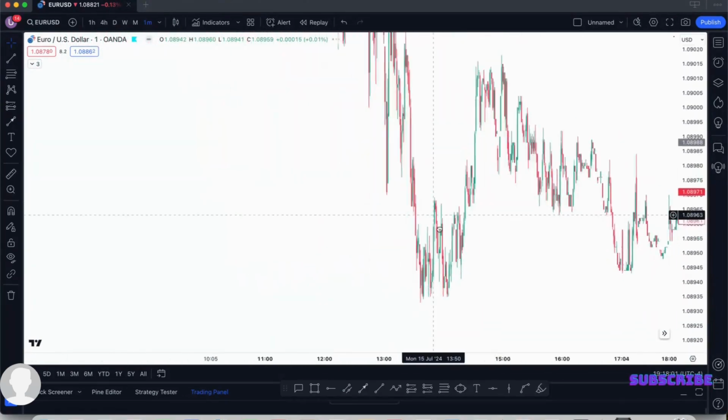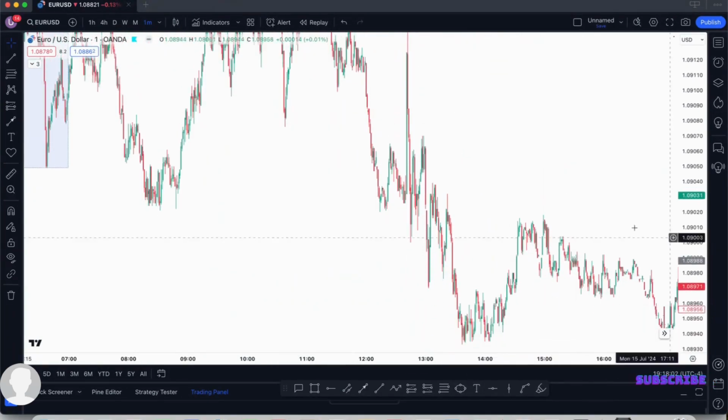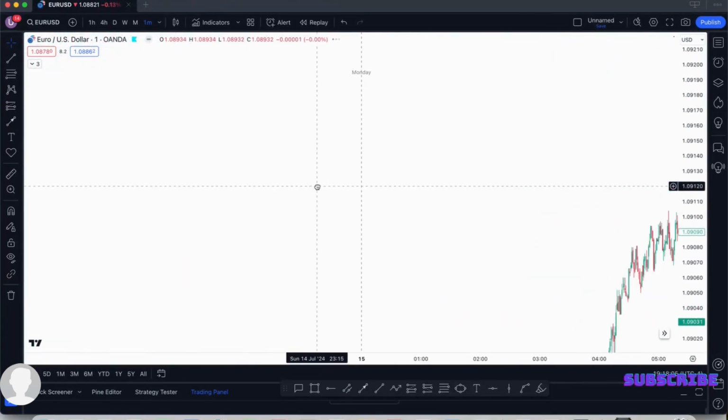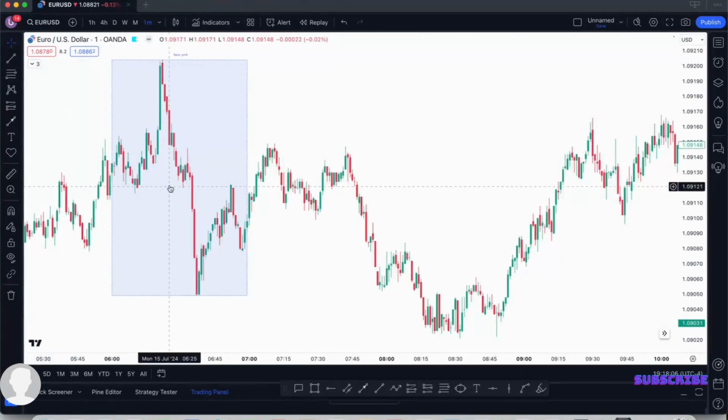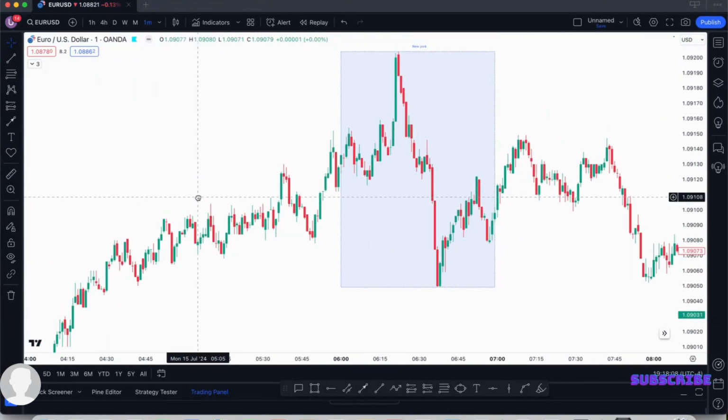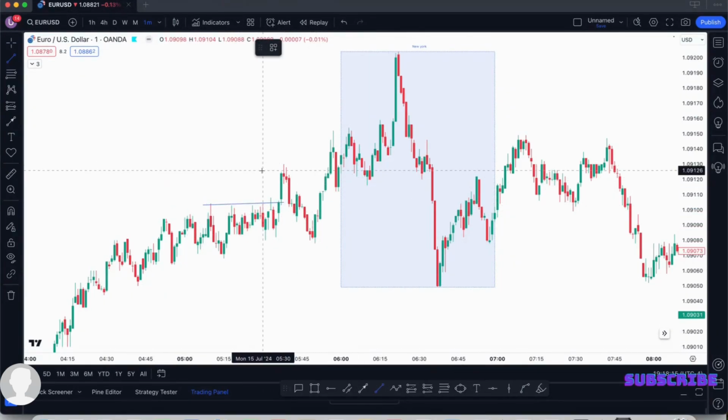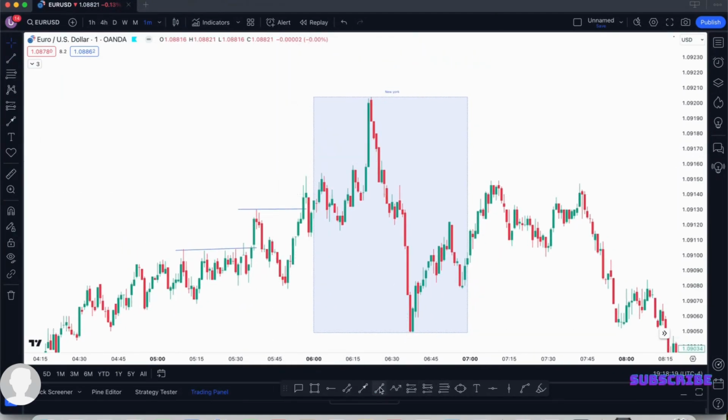Okay, another example. Now you can see here, before the market opened, what happened? There was a break of structure. What are you seeing again? You are seeing a break of structure.